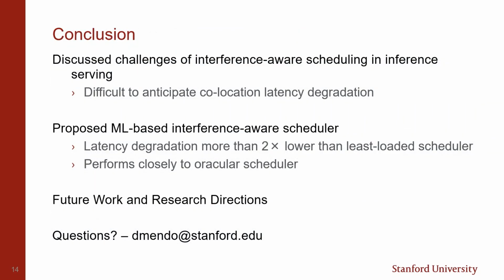To summarize this presentation, we discussed challenges of interference-aware scheduling in inference serving that made it difficult to anticipate the effects of collocation on latency. We then introduced a proposed machine learning-based interference-aware scheduler and showed in some preliminary results that the scheduler exhibited latency degradation more than 2 times lower than the least loaded scheduler. We also demonstrated that the machine learning-based approach performs close to an oracular scheduler. Finally, we introduced some future work and research directions in interference-aware scheduling in inference serving systems.